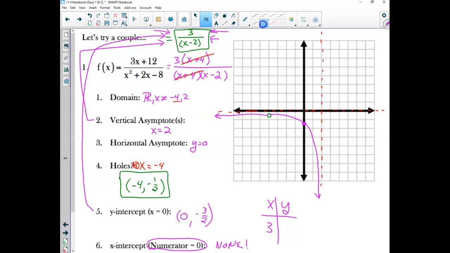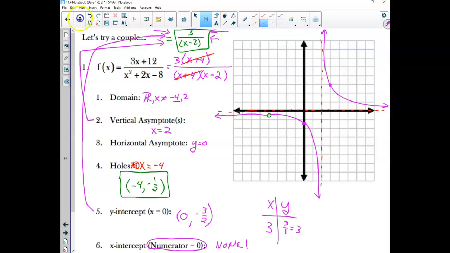I get 3 over 1, or 3. So I'm going to go over to my point, over 3, up 3. I'm going to make a point. Oh, I know where my branch is, so it's coming through here. And I have that little graph. And that's all there is to it with holes, all right?